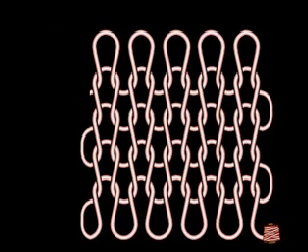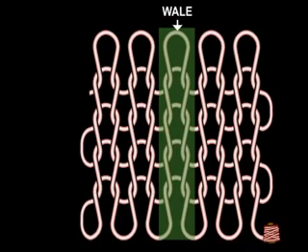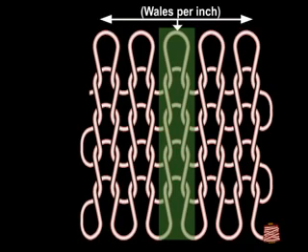Each vertical column of loops produced by the same needle knitting at successive knitting cycles is referred to as a wale. The wale count is measured by the number of wales per unit of width. If this drawing represents a width of 1 inch, then there are 5 wales per inch.